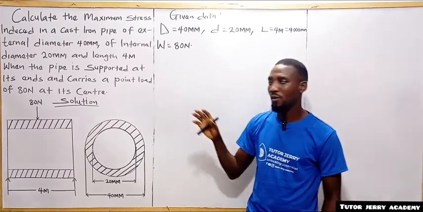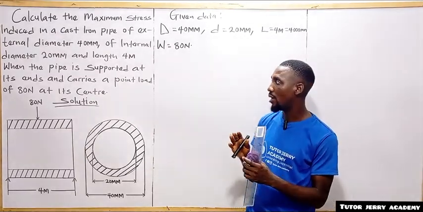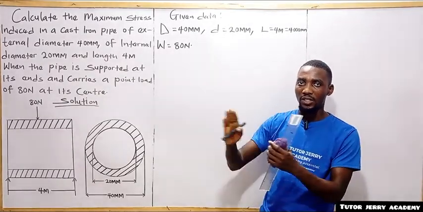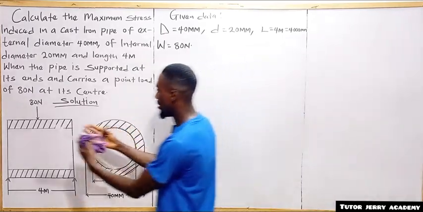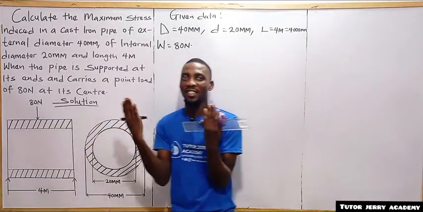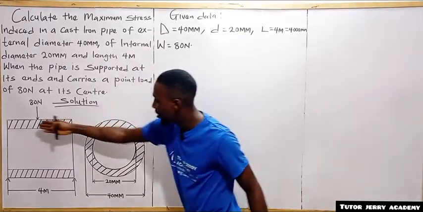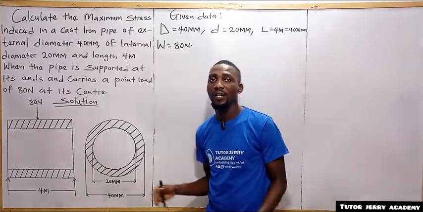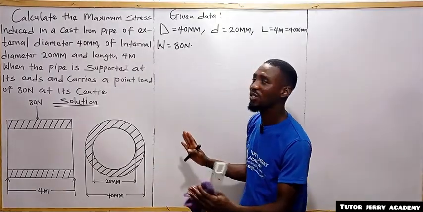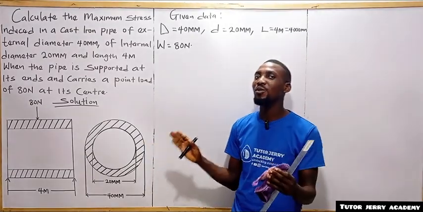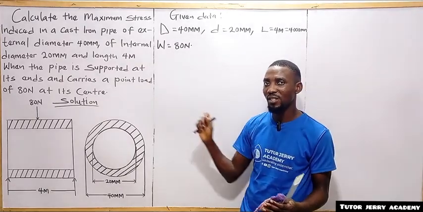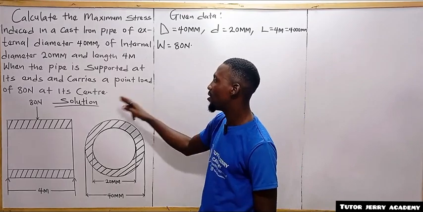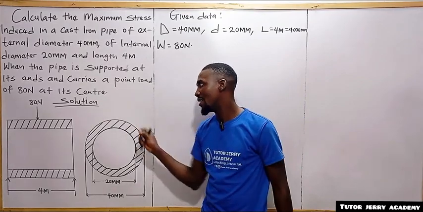You understand? So if we have a concentric pipe, and if you cut it, you will see something in this form. You cut, this is what you are going to see. All right. And don't forget, they told us that it is supported at both ends. So it is nothing but a simply supported pipe, just like a simply supported beam. And it carries a point load of 80 Newton at its center.